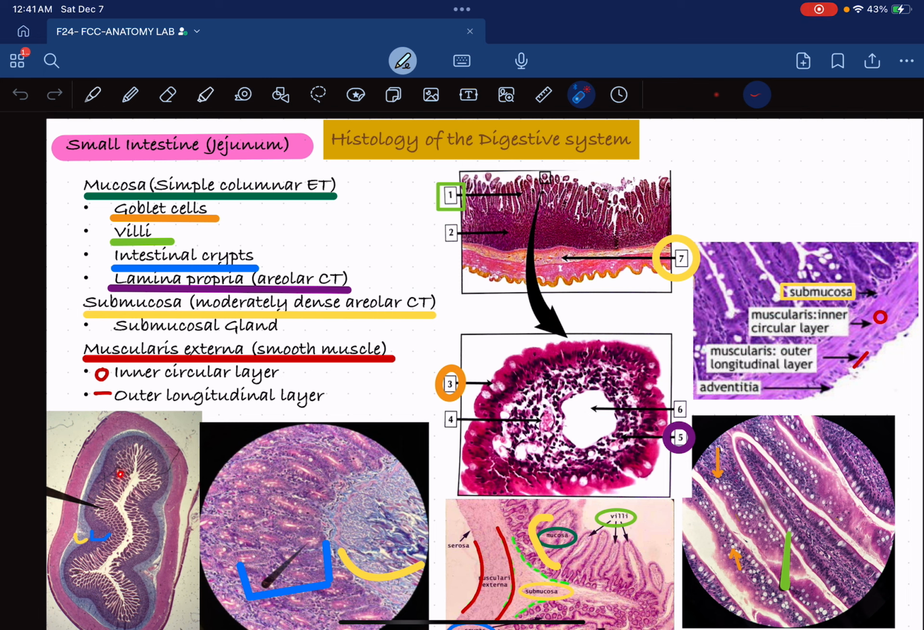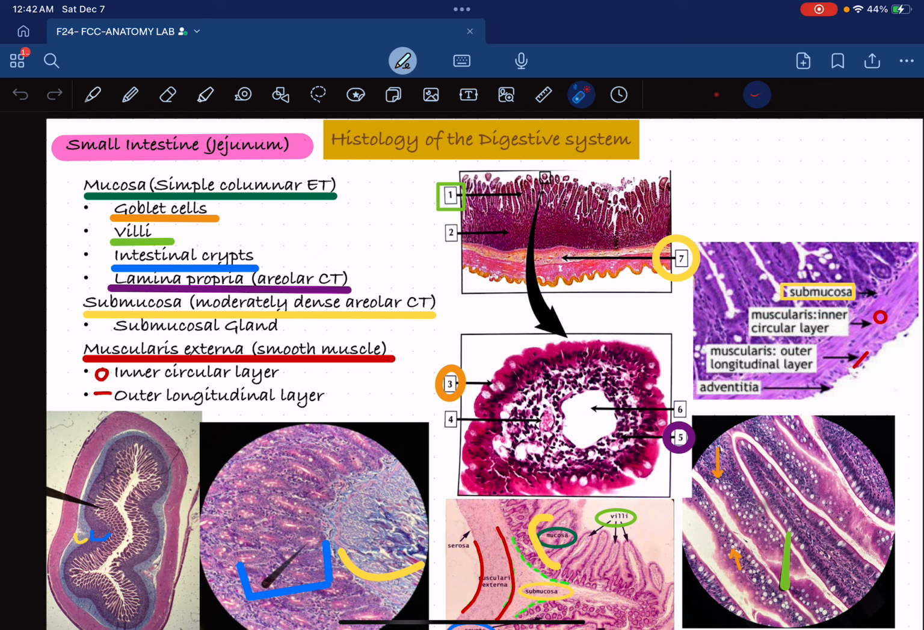The villi are located over here as well as over here. That's villi everywhere. The intestinal crypts are located right behind the villi. It is this darker purple, and the darker purple expanded more, zoomed in more, is right here. The lamina propria is located right here, made out of areolar connective tissue, and is located in the villi.